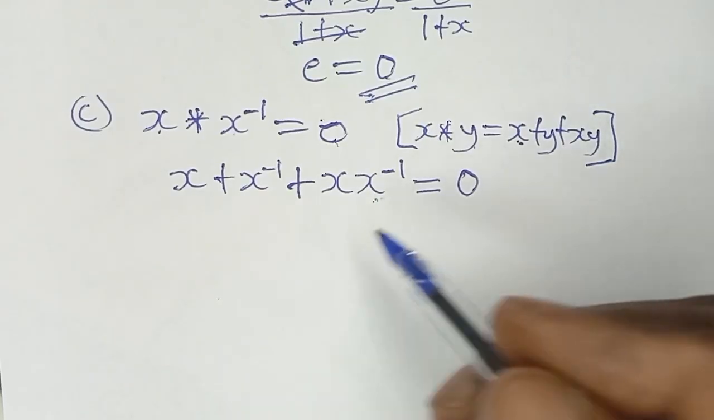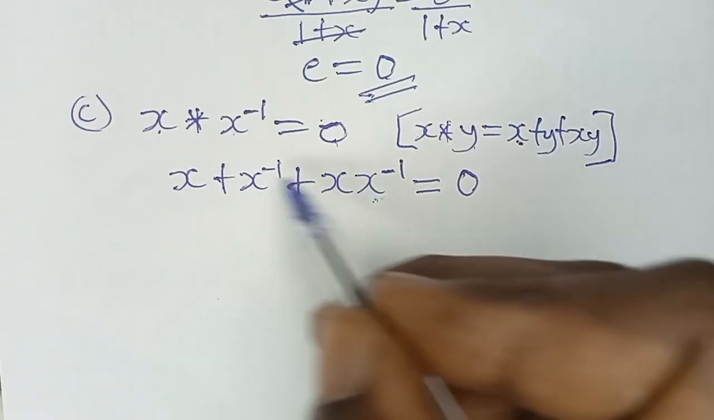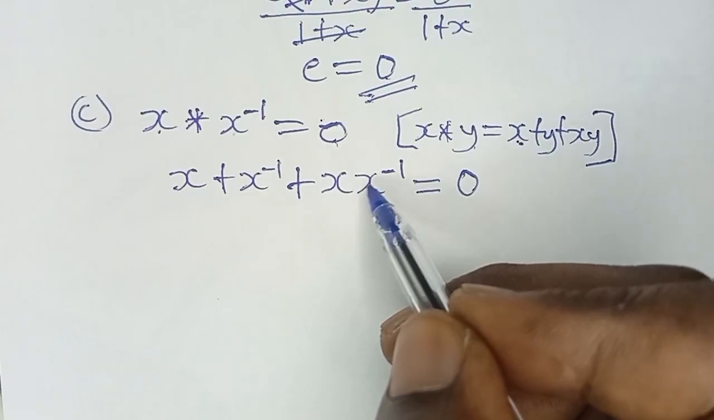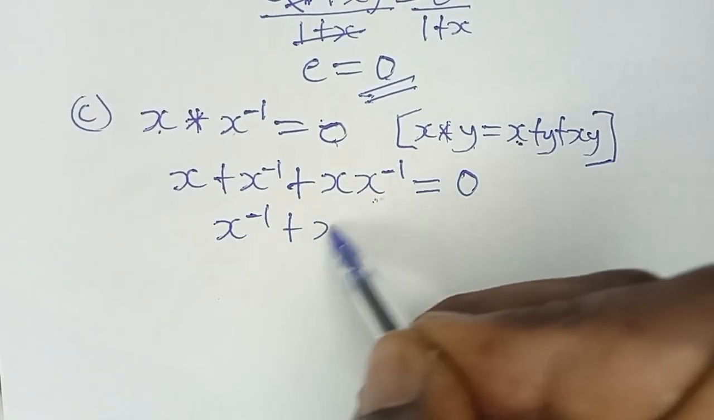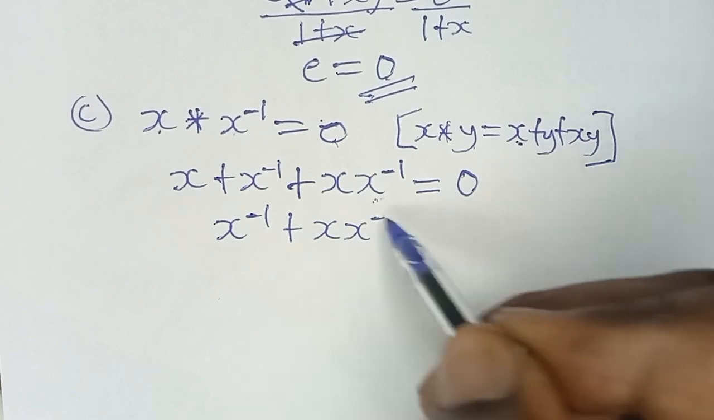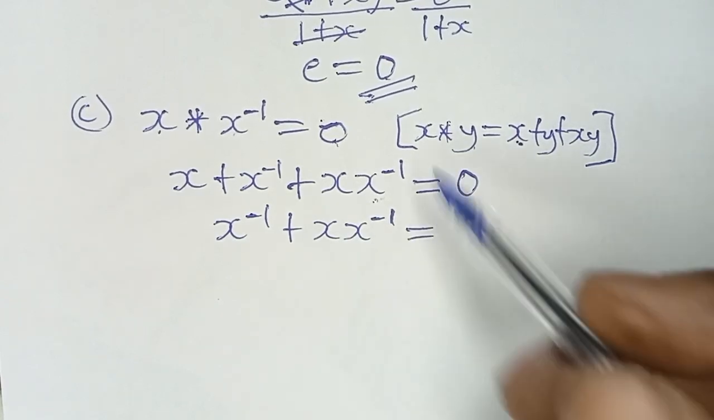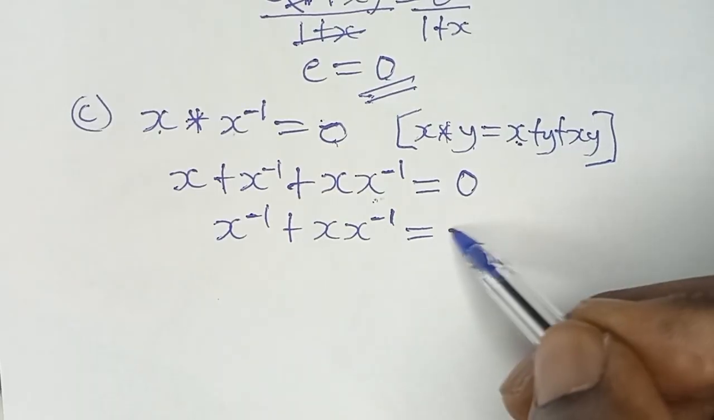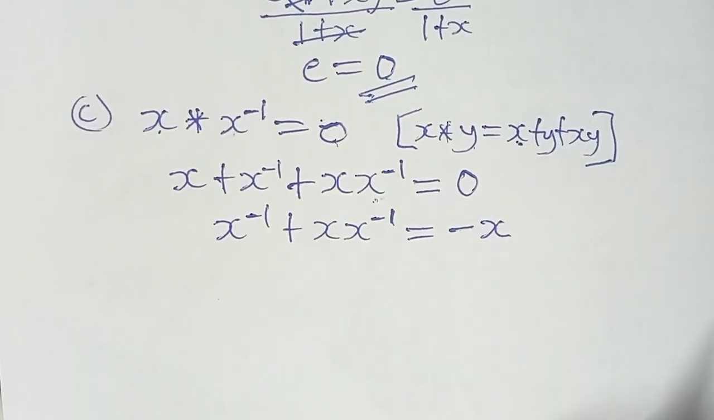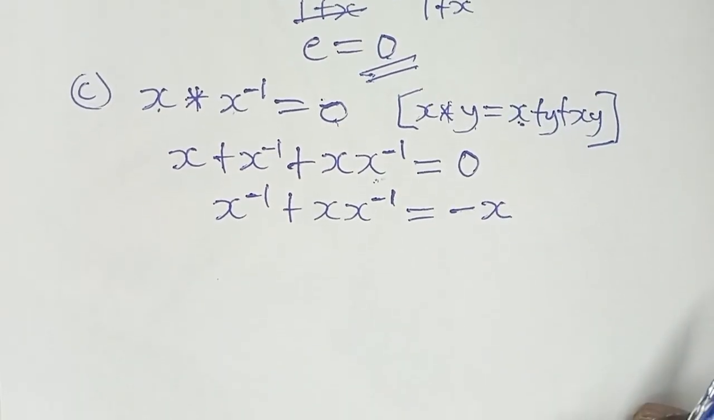So now the next thing for me to do is to leave these two values here that have inverse, because they are like terms. So I have x raised to power minus 1 plus x multiplied by x raised to power minus 1 is equal to, now this positive x, if it comes to this side, becomes negative x.